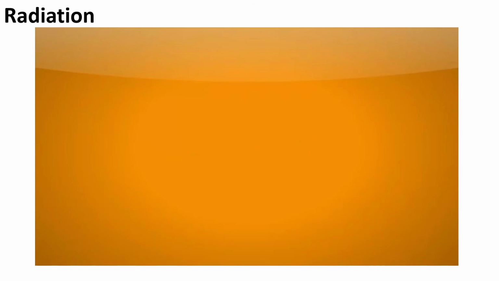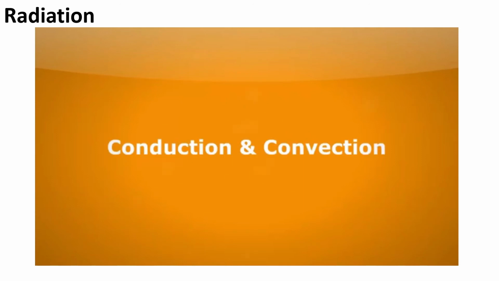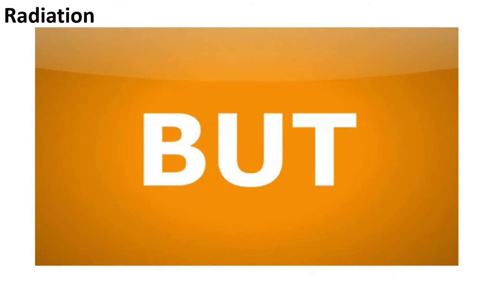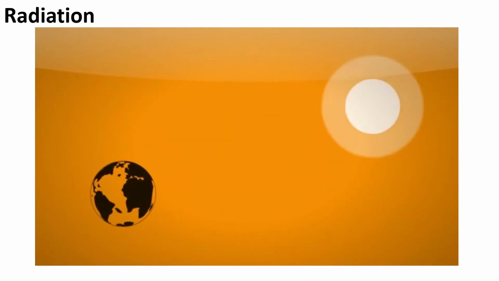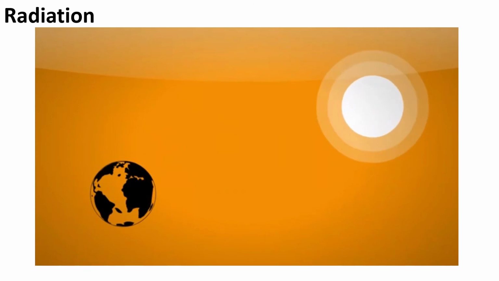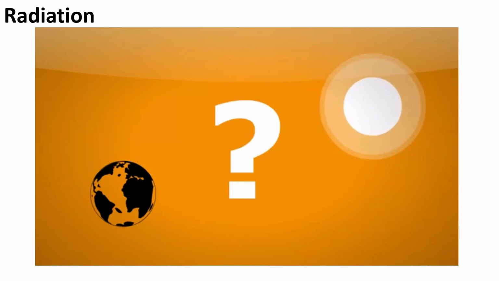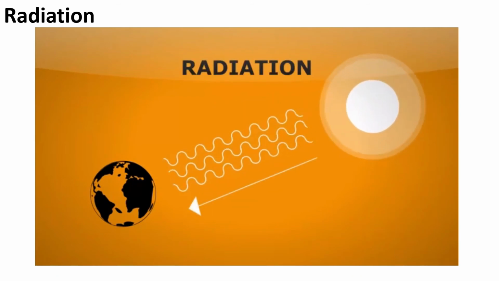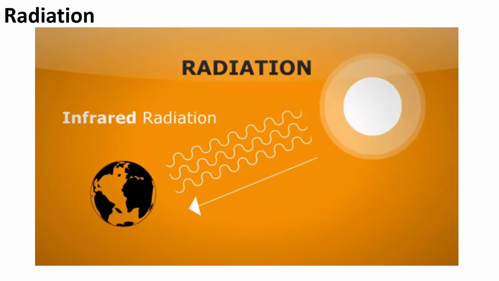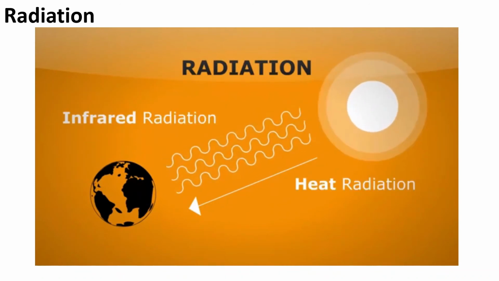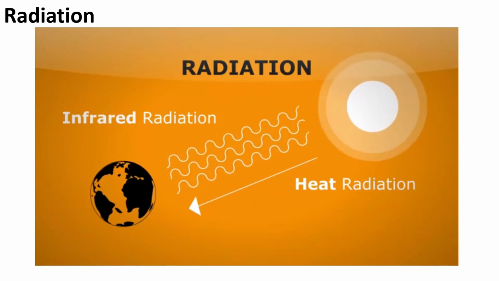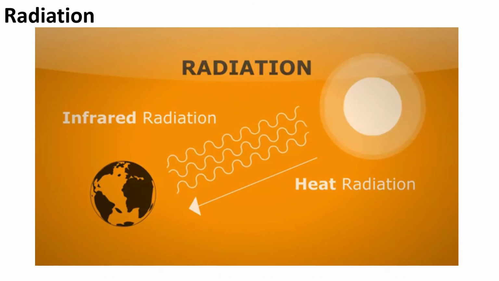So far, we've looked at conduction and convection, and both of these methods need particles to transfer heat. But heat manages to get to us from the sun, and there's definitely no particles in space. It's a vacuum. So, how does the heat from the sun get to us? Well, it travels as radiation, infrared radiation, or heat radiation to be precise. So, let's look more at this process of heat transfer by radiation.